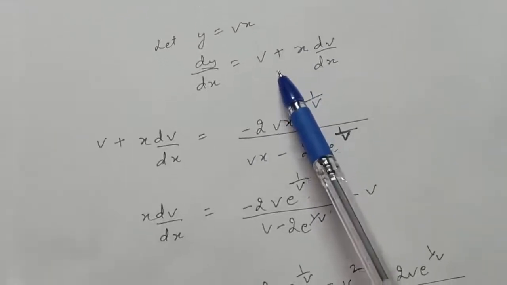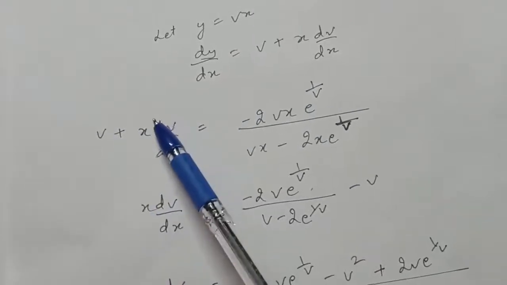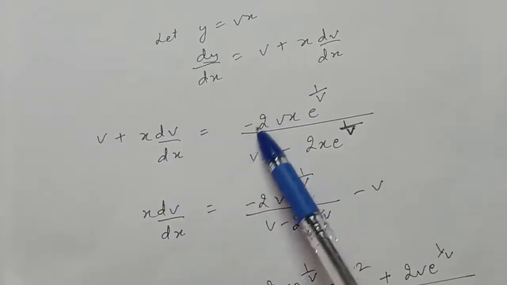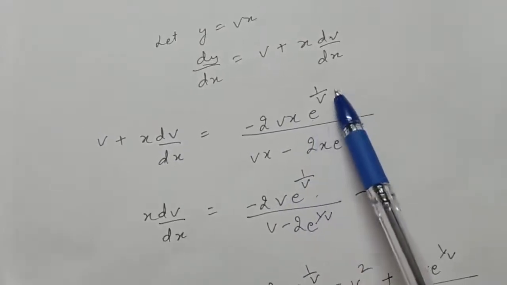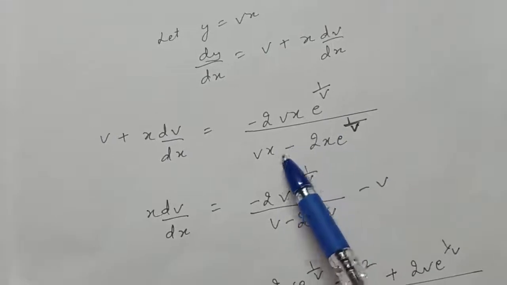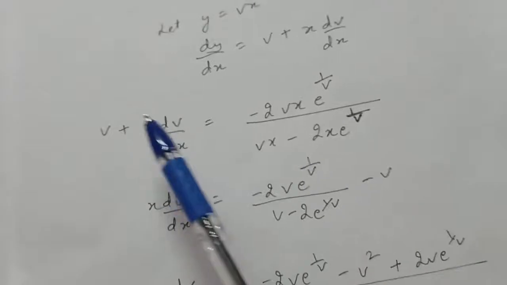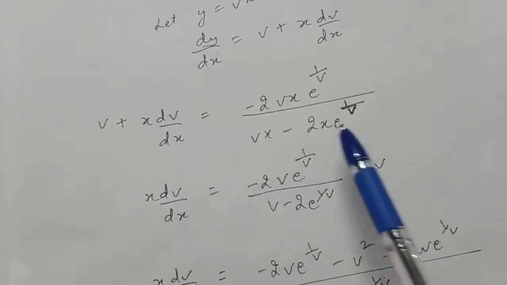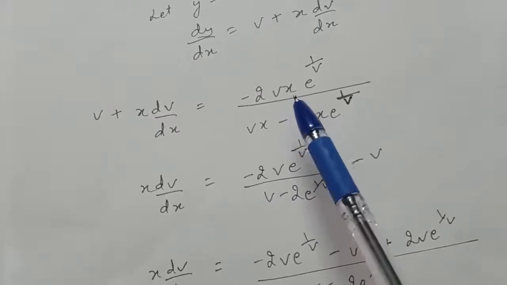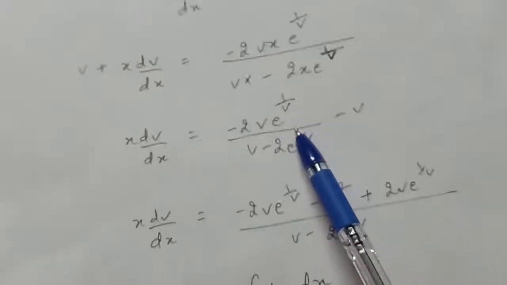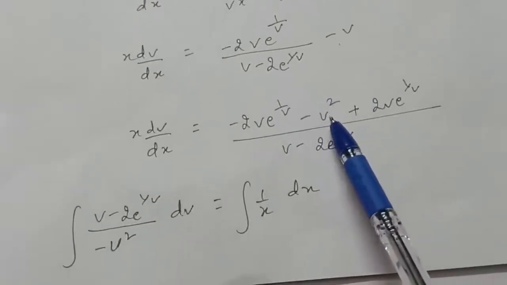Make the changes in the given differential equation. In place of dy by dx, this complete will come. And the right hand side will become minus 2vx into e raised to the power 1 by v upon vx minus 2x into e raised to the power 1 by v. Take this v on this side and also take out x from the numerator and cancel it with the x present in the denominator. So you will get this. Now take the LCM and solve it.